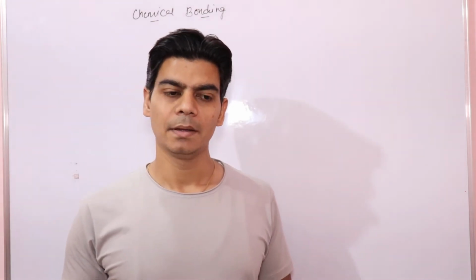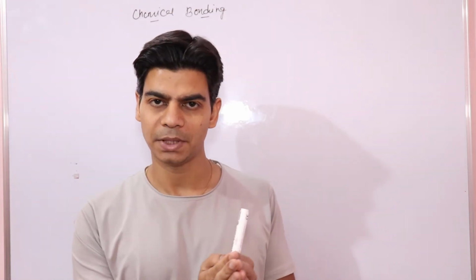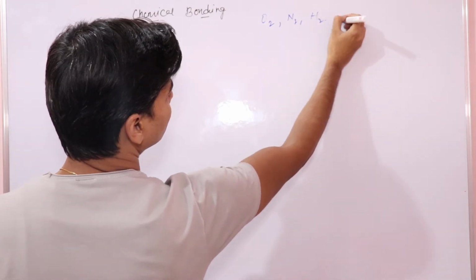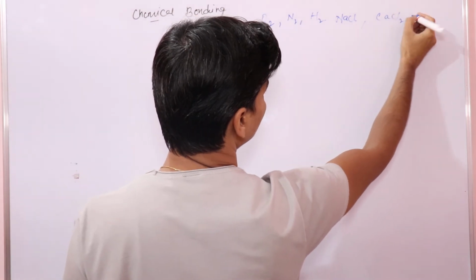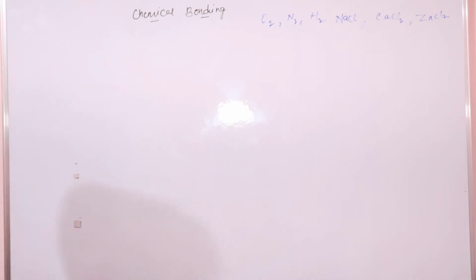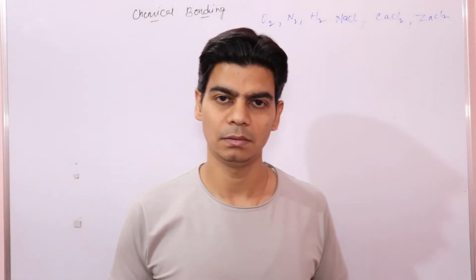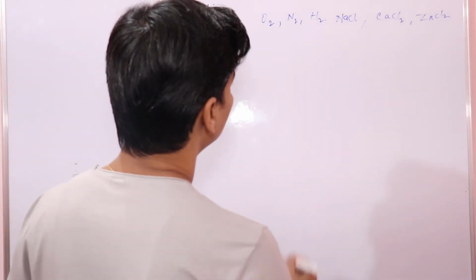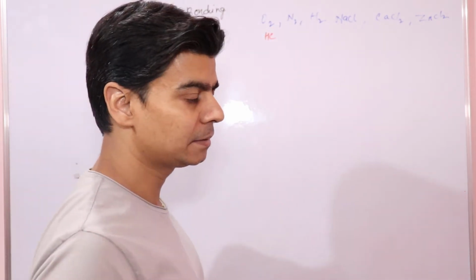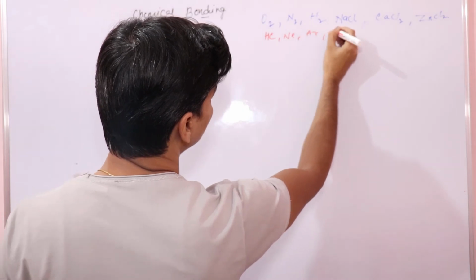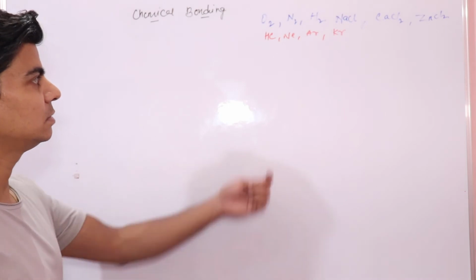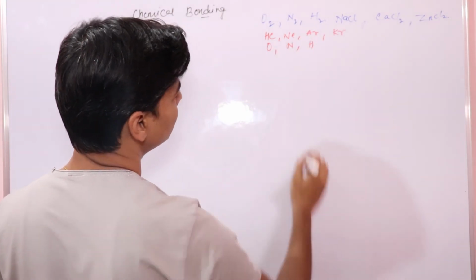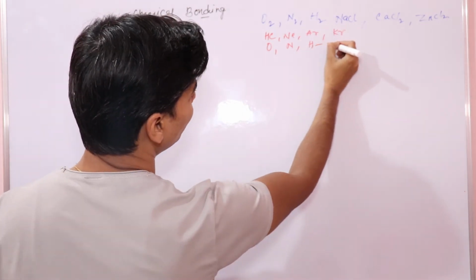In molecules, atoms are combined. Take any molecule, oxygen, nitrogen, hydrogen, or other inorganic molecules like sodium chloride, calcium chloride, zinc chloride. In all these molecules, atoms are combined. The other thing we need to see is that some atoms like helium, neon, argon, krypton can exist independently. But oxygen, nitrogen, hydrogen do not exist independently. No independent existence.